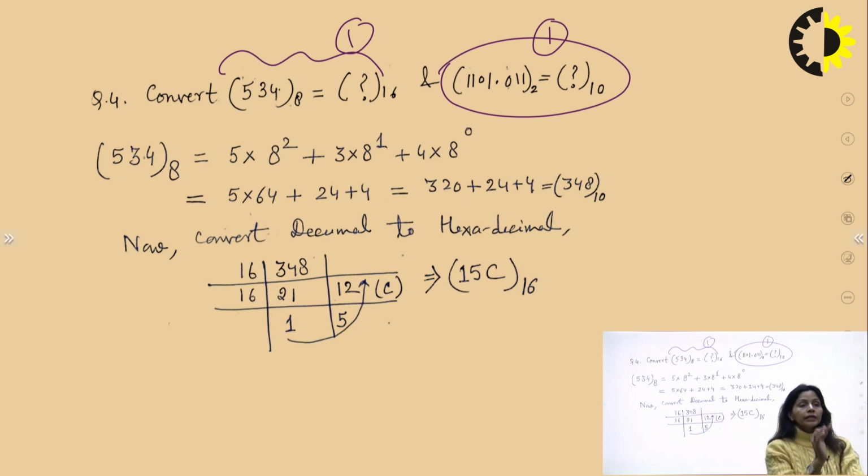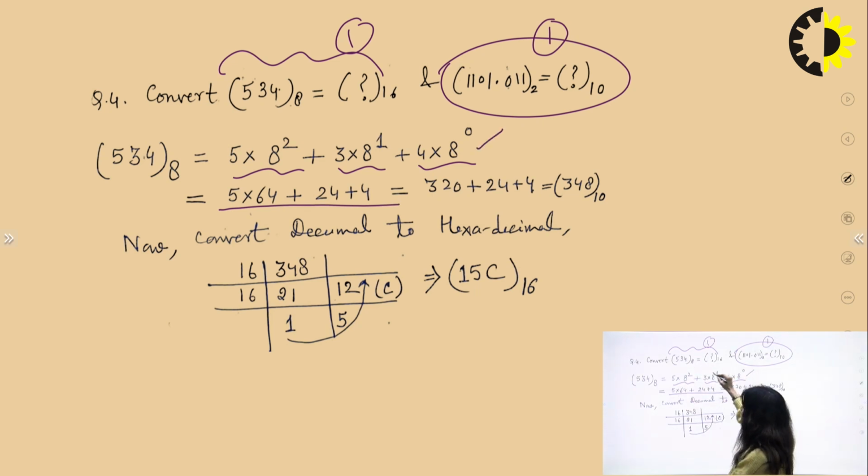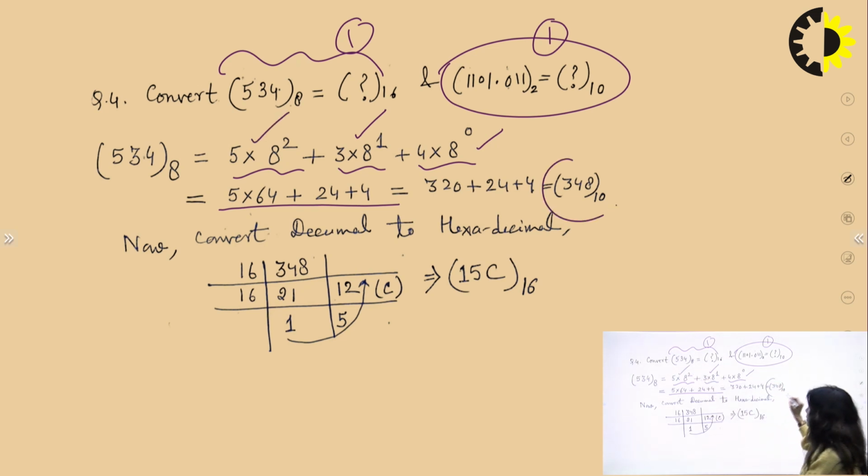You have to answer both for 1 mark. Now to convert an octal number to hexadecimal, we have to take the help of a decimal number. So we will first convert this octal number into a decimal number. So 4 into 8 to the power 0 plus 3 into 8 to the power 1 plus 5 into 8 to the power 2, that will give you the decimal number 348.